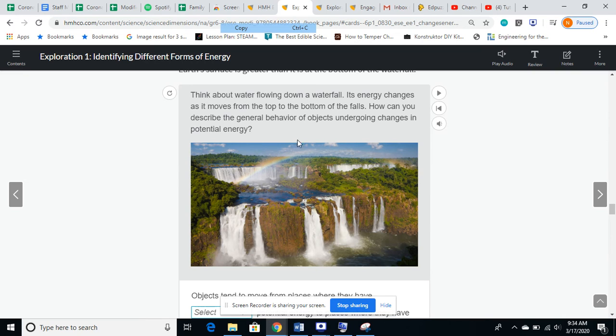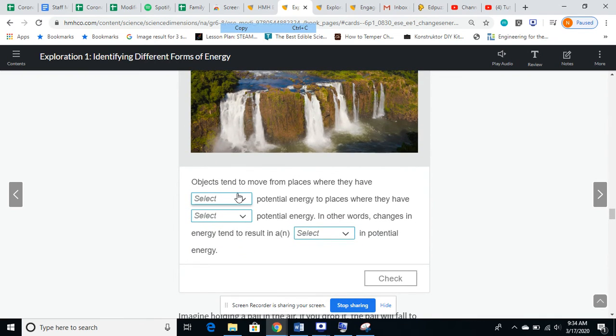How can you describe the general behavior of objects undergoing changes in potential energy? So objects tend to move from places where they have more potential energy to places where they have less potential energy. In other words, changes of energy tend to result in a decrease in potential energy.